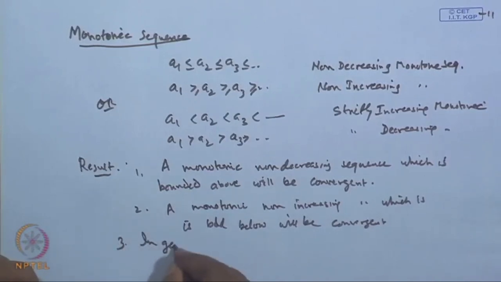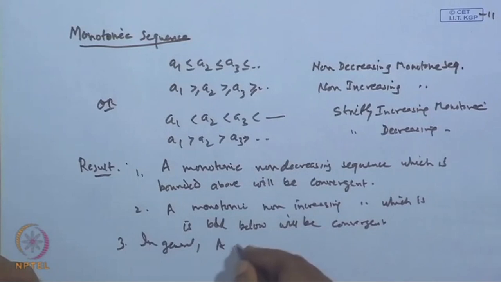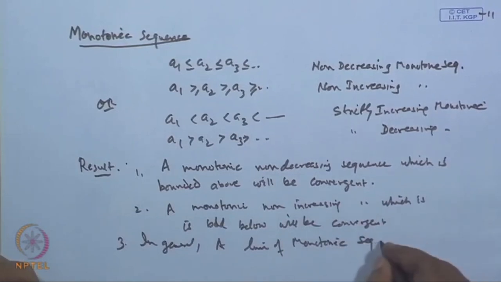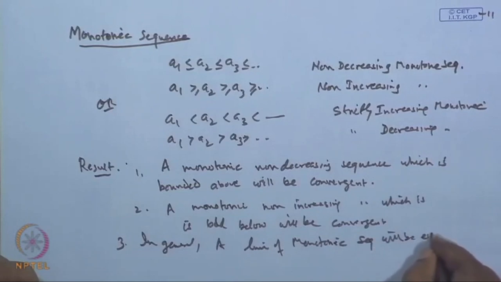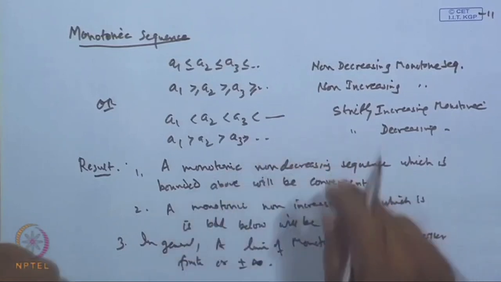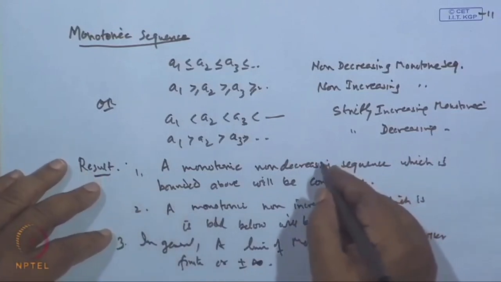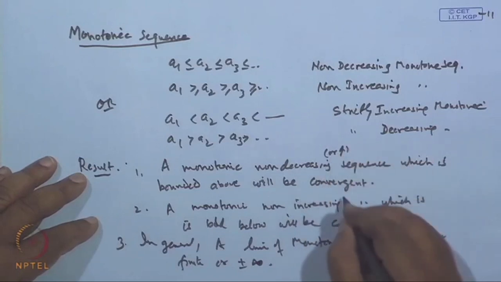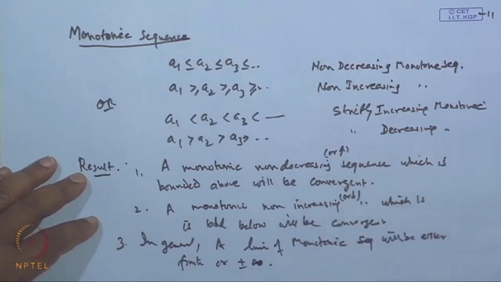In general, the limit of a monotone sequence will be either finite or plus or minus infinity, but these are the convergence criteria. So, either monotone non-decreasing or strictly increasing or strictly decreasing, that is what this also says. Now, this will be used also to find the limits.